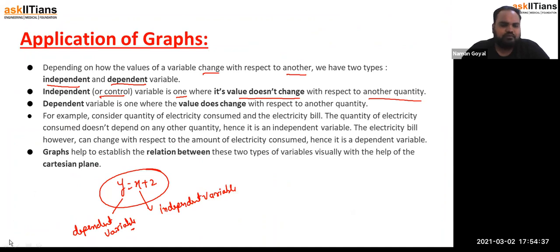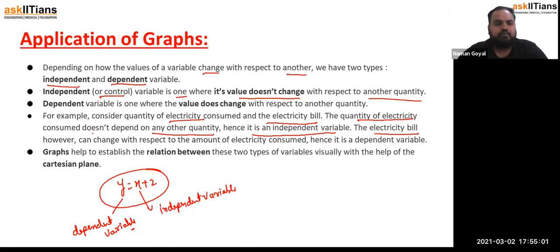Okay. Now next, for example, consider the quantity of electricity consumed and the electricity bill. Electricity consumed is not dependent, but the bill you get totally depends on how much electricity you consumed, right? So the quantity of electricity consumed doesn't depend on any other quantity, hence it is an independent variable.